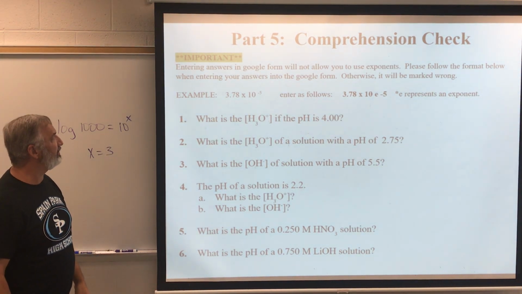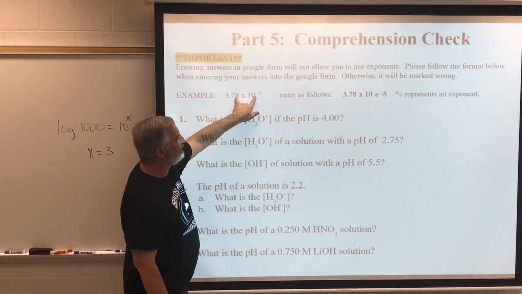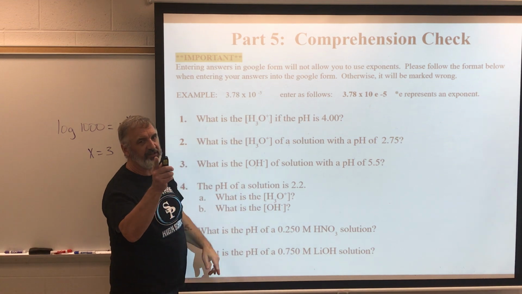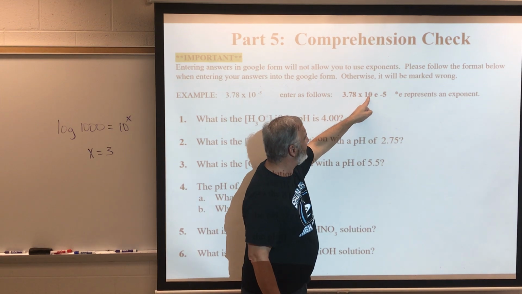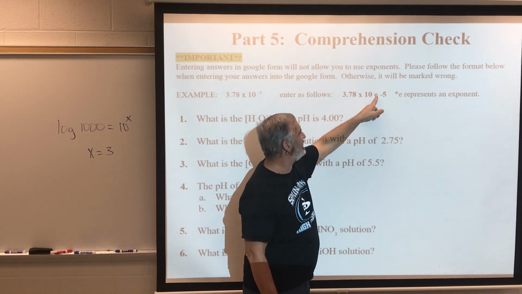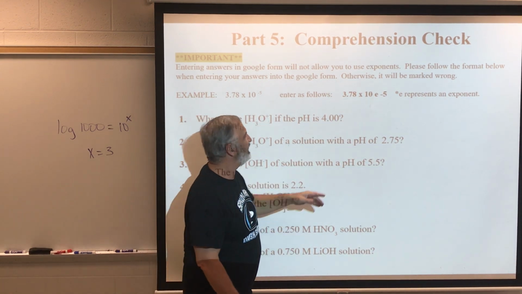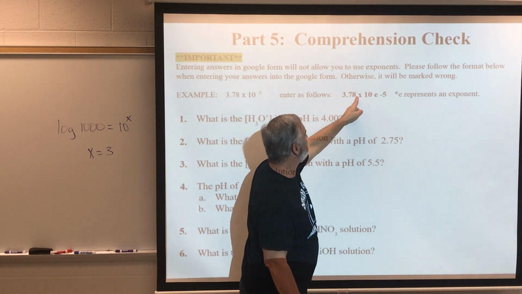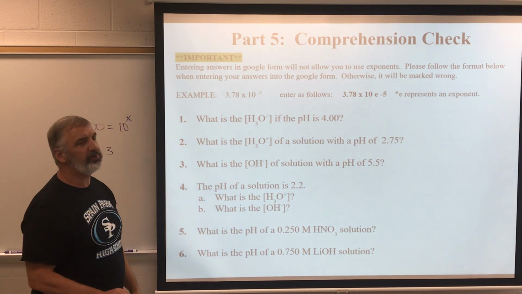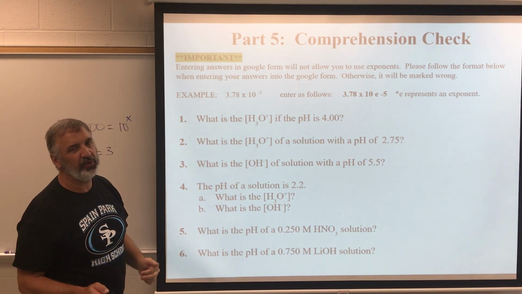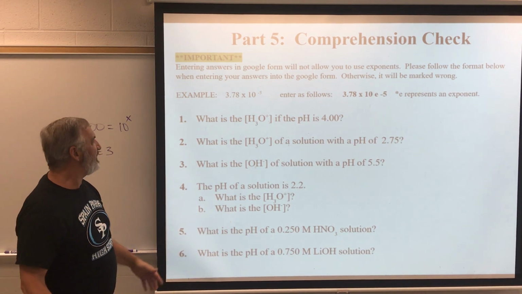On the Google form, you can't put exponents. It doesn't let you, so it's really important you follow the directions on this. Enter it as 3.78 times 10e minus 5. That e is going to represent your exponent, like raising it. You don't have to put anything else in. Notice there's a space on both sides of the times here. Plug it in just like that if you want to get the correct answer on that Google form. Now, you need to be able to do all of this.